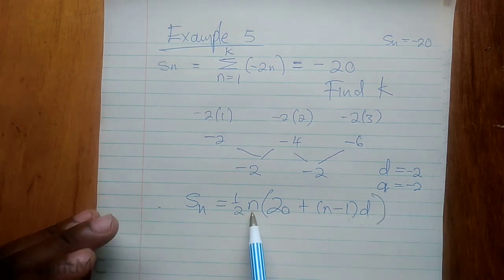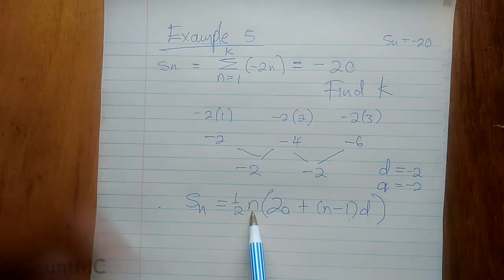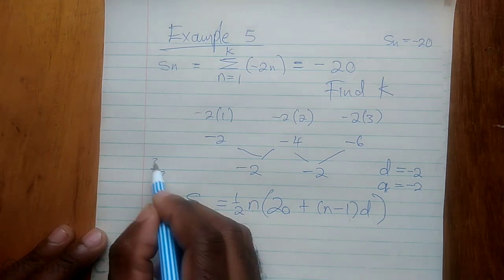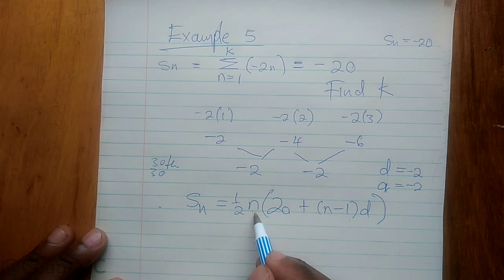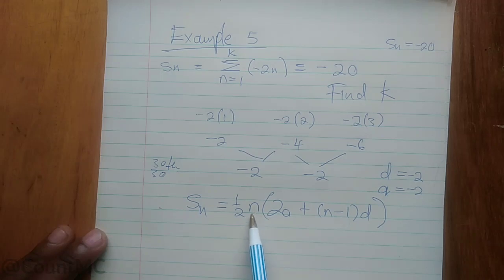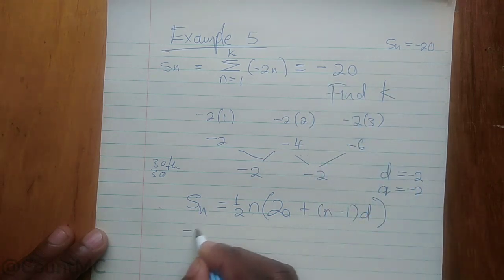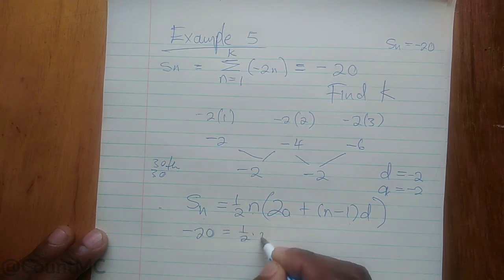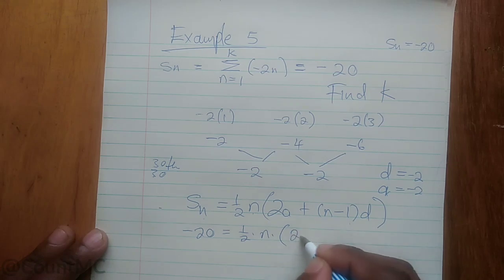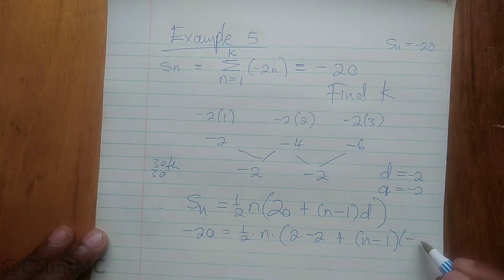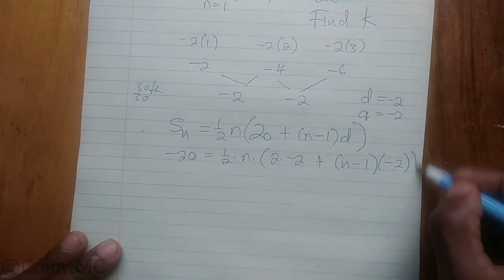So remember, we say the n represents also the total number of terms in a sequence. If there are 30, the last term is also known as the 30th term. So we can use that to our advantage to manipulate this. So we know this n is going to be our k. Okay, so now Sn, we have it, minus 20 is equals to half times n times 2 times a, which is minus 2, plus n minus 1 times our d, which is minus 2.